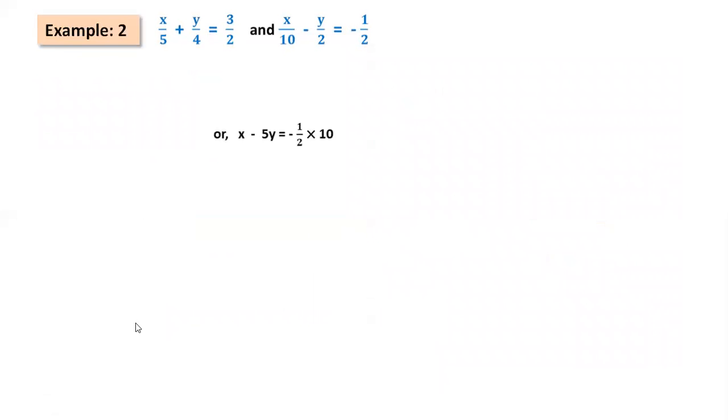Let's see another example. Example number 2. The first equation is given: x by 5 plus y by 4 equals 1 by 2, and the next equation is x by 10 minus y by 2 equals minus 1 by 2. Let's see its calculation.